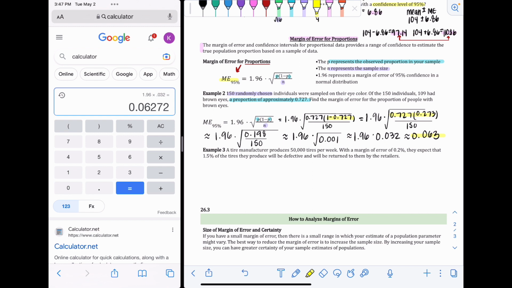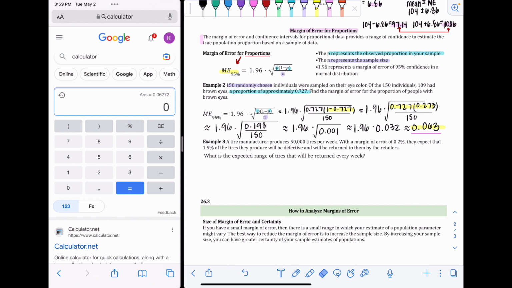Okay, I'm not going to go into the same detail as the previous example as far as applying that margin of error. But that margin of error, 0.063, means we're 95% sure that the proportion from our sample is within this range of the actual proportion from the overall population. It could be 0.063 below the proportion we have from our sample or 0.063 above. Anywhere within that range, we're 95% sure that the entire population's proportion would be within that range.